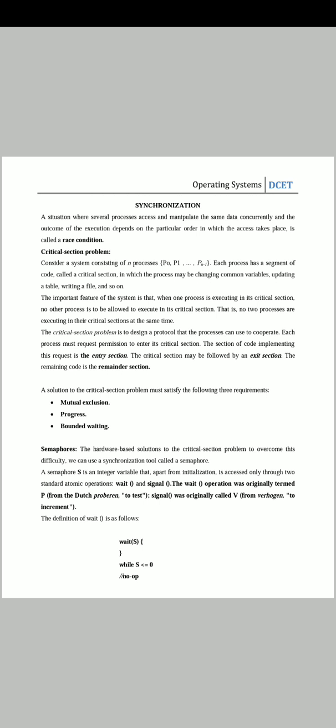Other processes will not be allowed to execute in their critical section. This we call mutual exclusion. This requirement should be satisfied.